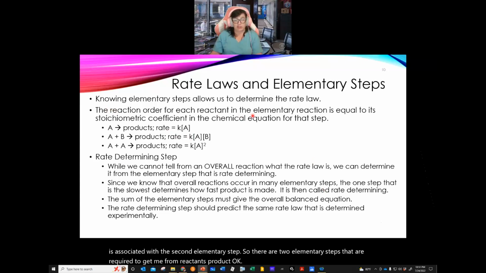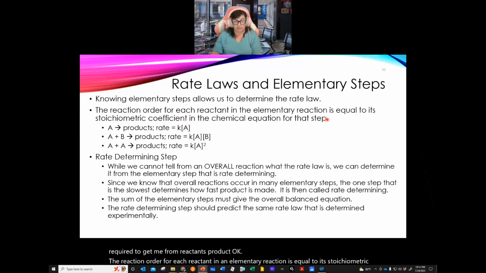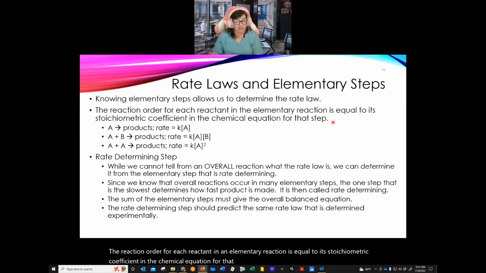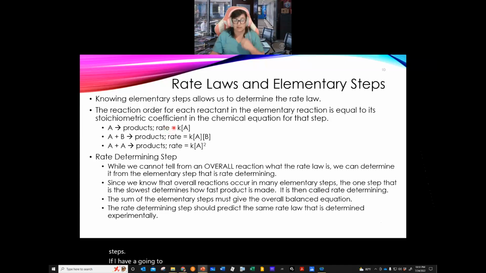The reaction order for each reactant in an elementary reaction is equal to its stoichiometric coefficient in the chemical equation for that step. So when we're talking about elementary steps, if I have A going to products, the rate law for that is the rate constant times the concentration of A for that elementary step. Now, this is not for an overall reaction. This is just for an elementary step.